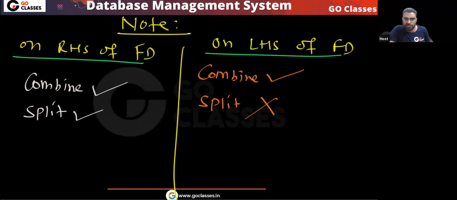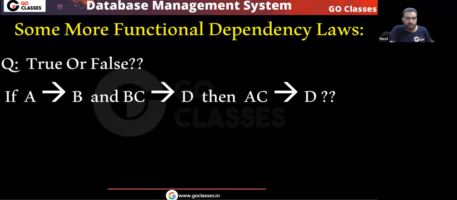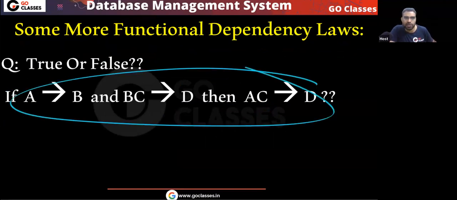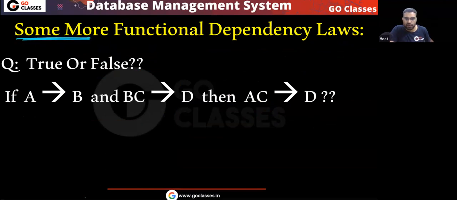So this is what we have seen. Now tell me the answer for this question. This is a statement on some more functional dependency laws. See, now in the GATE exam, they can give you this type of statement and ask, is this statement true or false? So tell me, is this true or false?